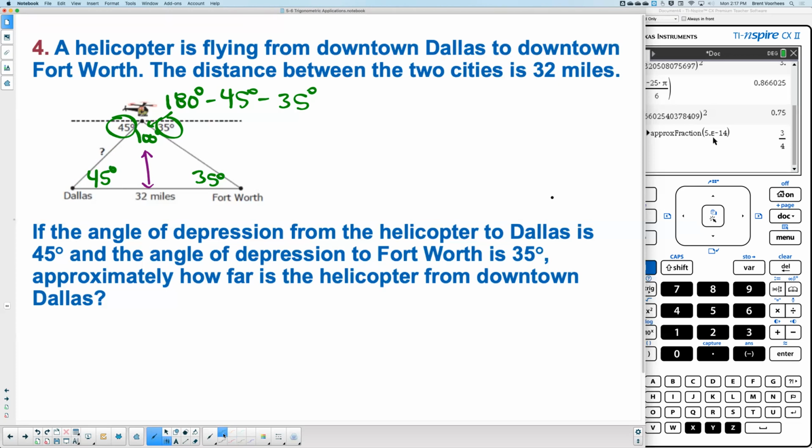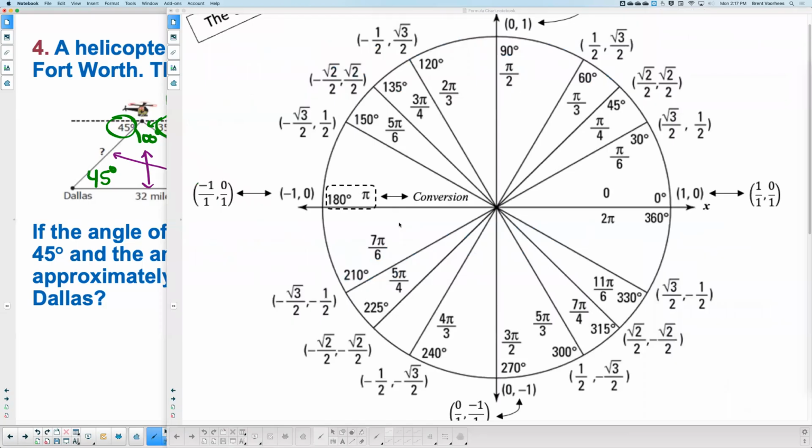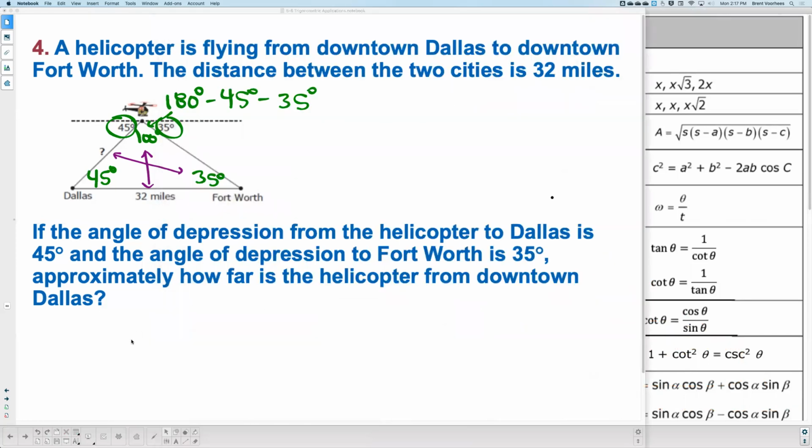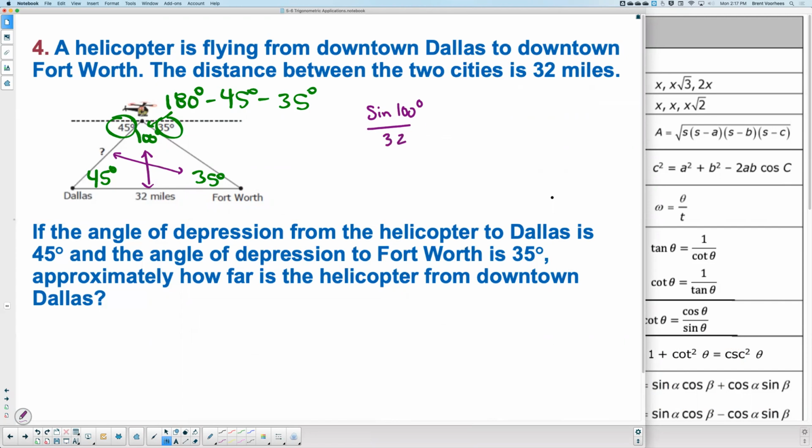So we want to find the question mark. I can use the law of sines. Here's the formula you'll be using. The sine of 100 degrees over 32 equals the sine of 35 divided by our question mark.